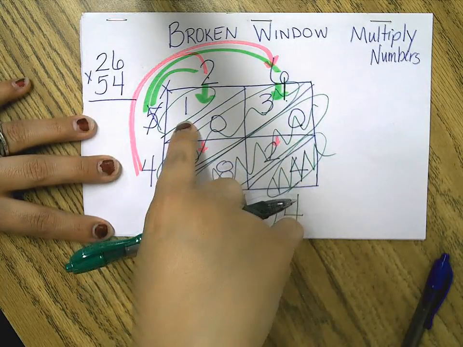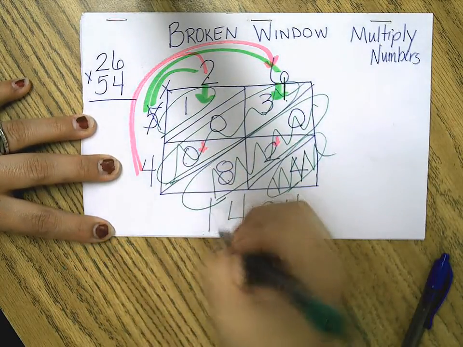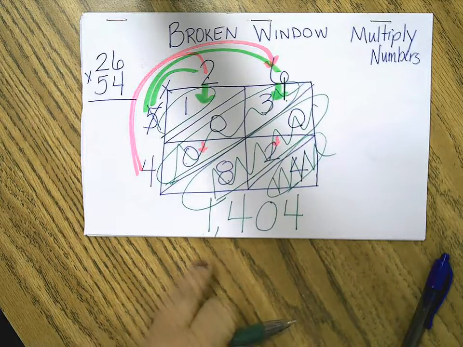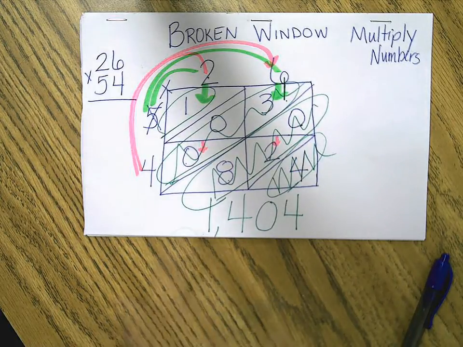And then you add this one. How much is that? 1. So your answer would be 1,404. That is the broken window method. Please make sure to practice this with your own numbers, and that's all you're doing.